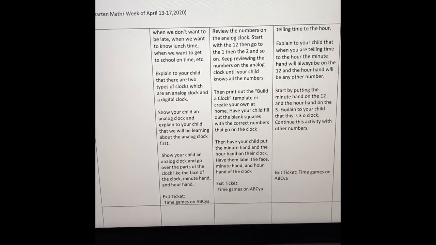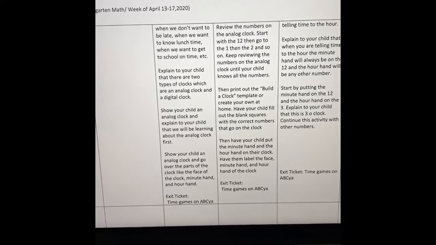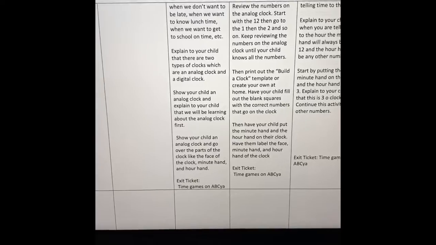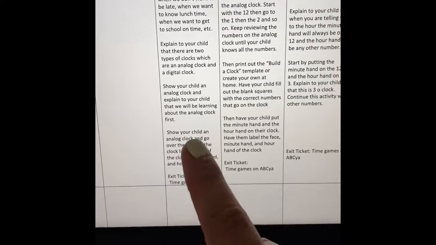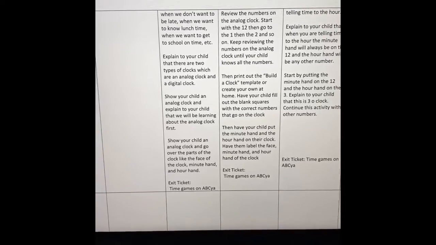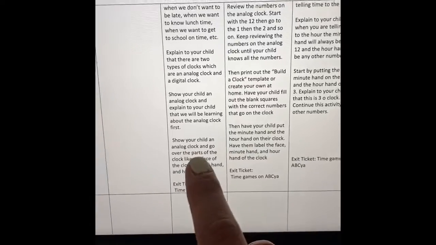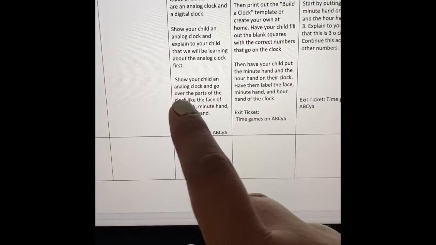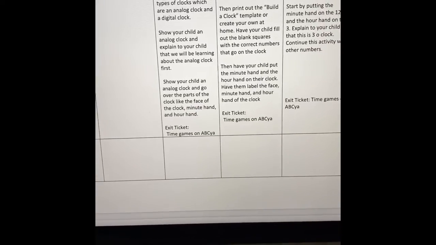Also, explain to your child that there are two types of clocks, which are an analog clock and a digital clock. Show your child an analog clock and explain to your child that we will be learning about the analog clock first. So this week, we will just be focusing on the analog clock. Show your child an analog clock and go over the parts of the clock, like the face of the clock, the minute hand, and hour hand.